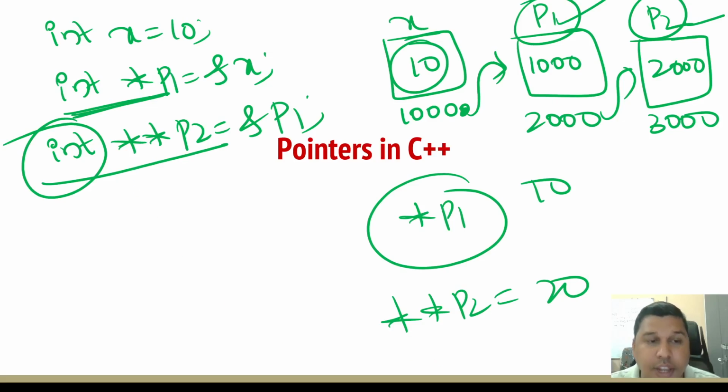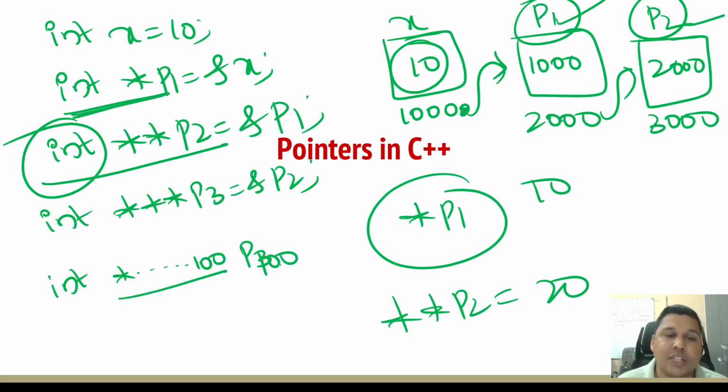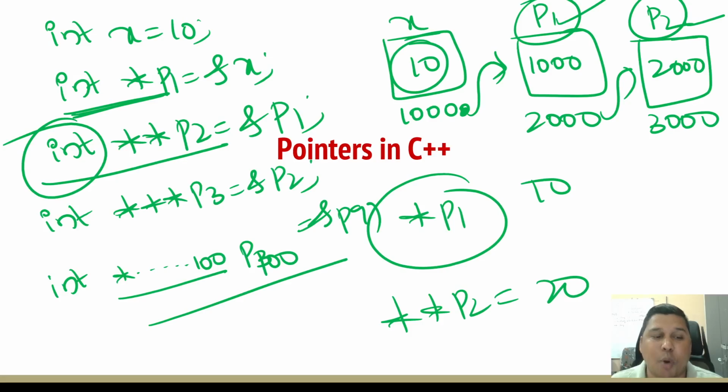So, one very popular interview question. Can I write int ***p3 = &p2? I can do this like this. Can I write something like int 100 stars p100 = &p99? Can I write like this? Can we extend pointers? Can we express like this?